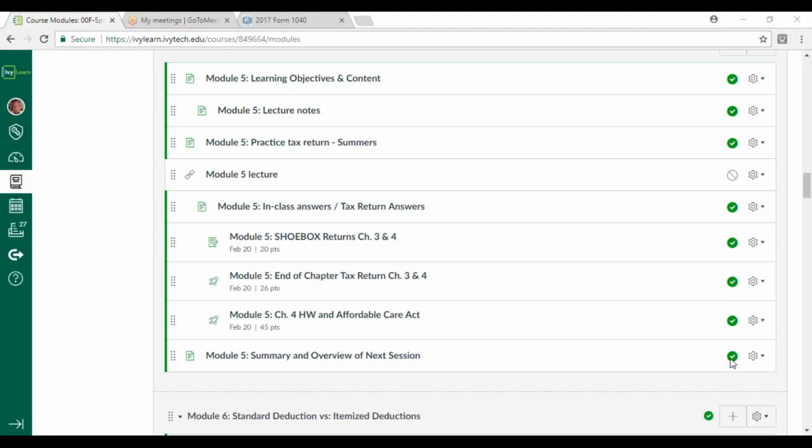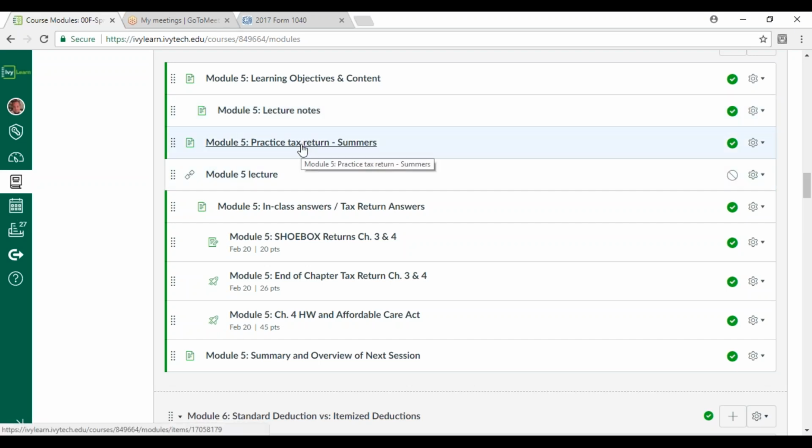For week 5, we are going to be looking at the bottom half of the 1040. I have pulled up here the items that are due, the things that you can access, the lecture notes. Make sure you have those out as we're going to be going through those here momentarily. We're also going to look at this practice tax return.